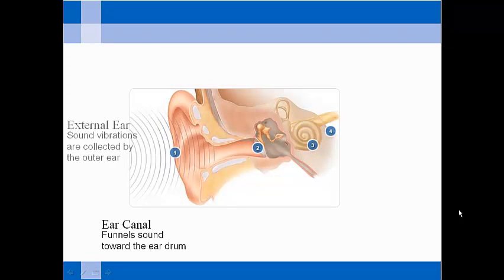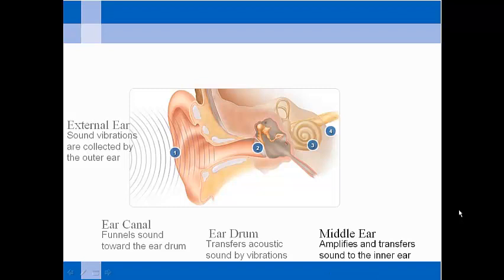Okay, so first we have the external ear. This is where our ear collects sound in our environment and starts to funnel it down into our ear canal. The second part is the eardrum. When the sound vibrations hit the eardrum, it transfers those sound waves into vibratory motion. So the drum goes back and forth, just like if you were to hit a snare drum or a bass drum, it causes a vibration. The third part is the middle ear.